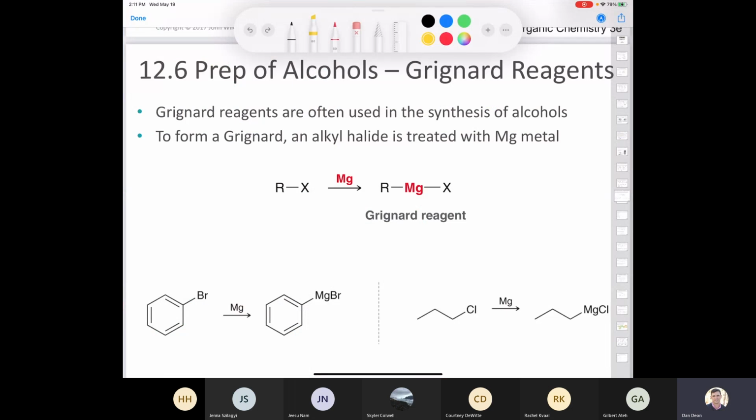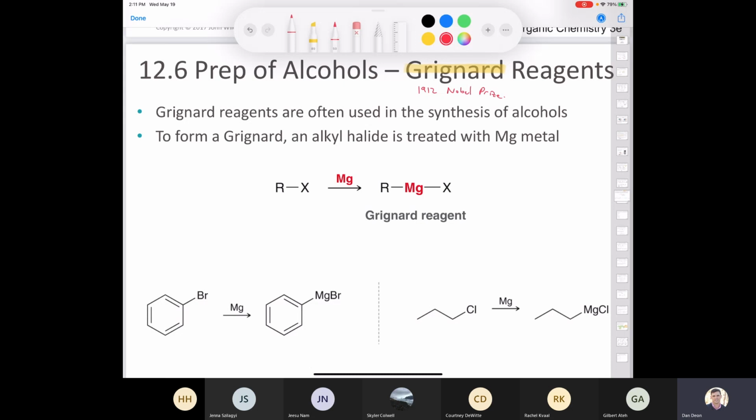Okay, another common way to prepare alcohols is to use what's called a Grignard reagent. A French chemist named Victor Grignard won the Nobel Prize in 1912 for the development of this reaction. Now you might be thinking, wow, 1912. However, this reaction is so useful that I guarantee you it's being done by somebody in this state somewhere right now. It's a very, very important reaction in organic chemistry.